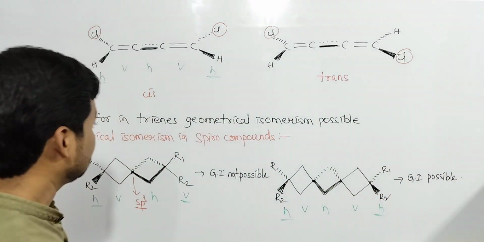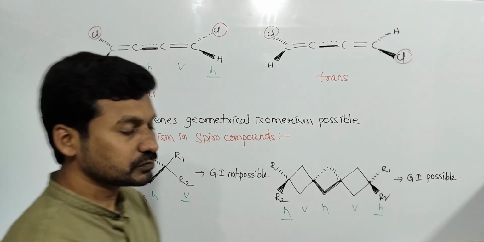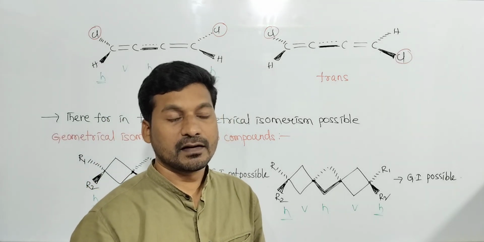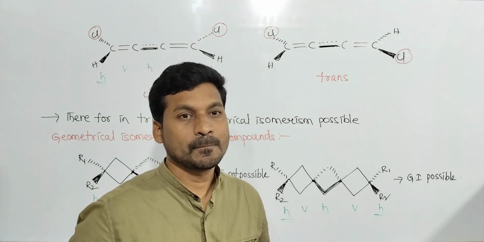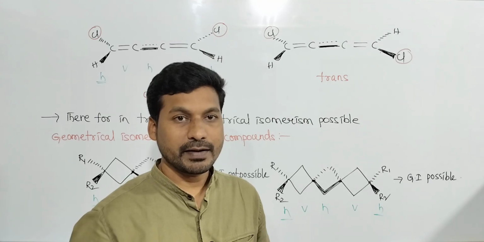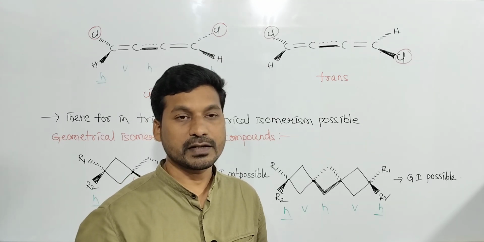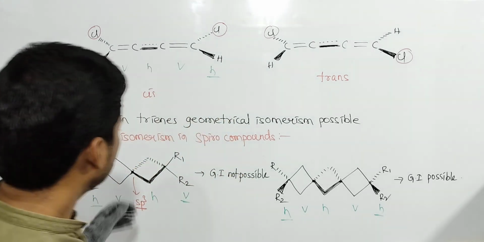Okay, next geometrical isomerism in aldoximes and ketoximes, in which I will explain syn-anti notation also. Take this one.